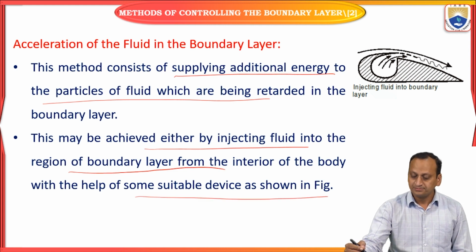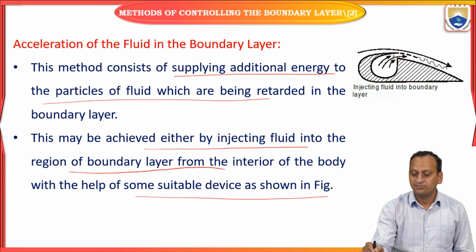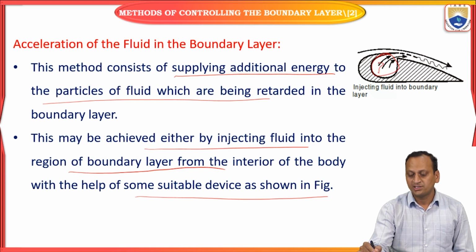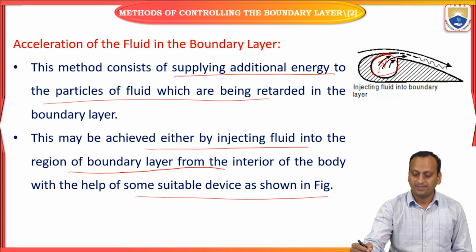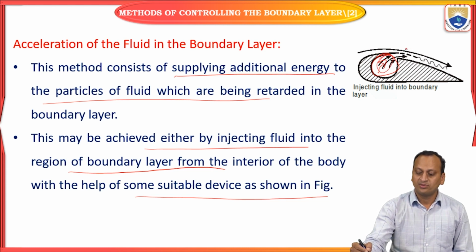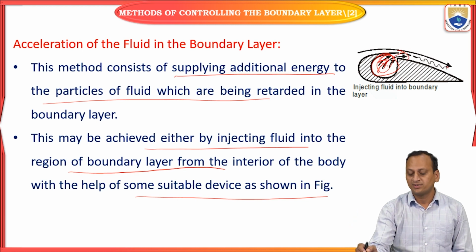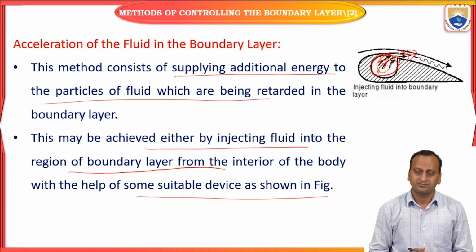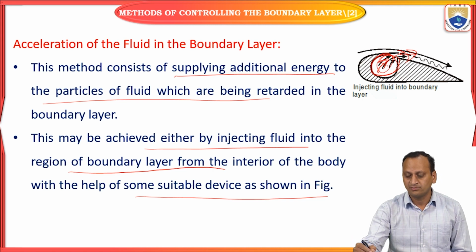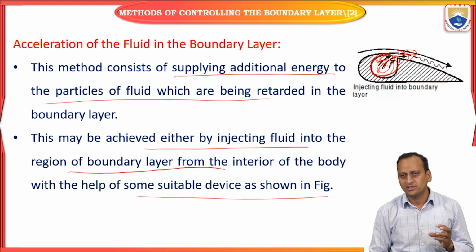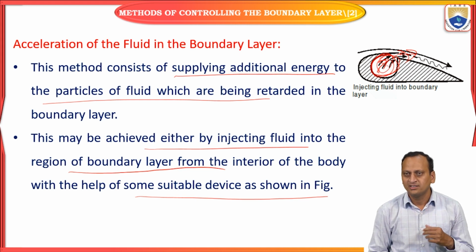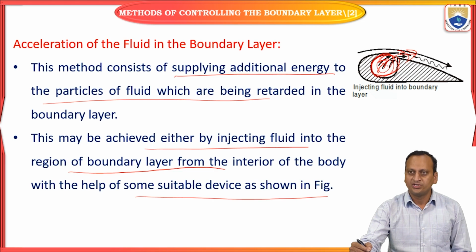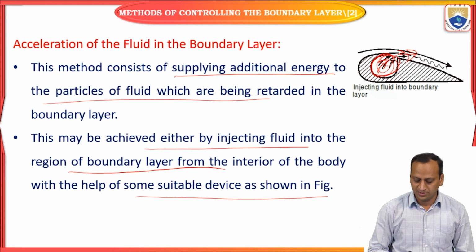Here in this diagram, if some portion is left like this, and a device is kept here, then whenever the boundary layer is forming, with this device we can inject the fluid into the retarded fluid layers, so that it becomes accelerated. So before making the object, we have to prepare some portion to keep a device, so that we can accelerate the fluid particles in that area. Whenever the boundary layer is forming, if you inject the fluid, then there will be a separation.